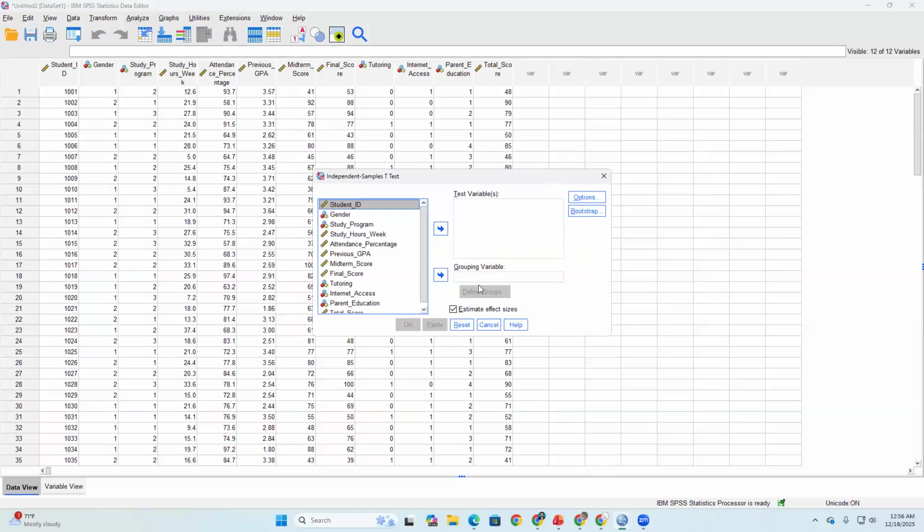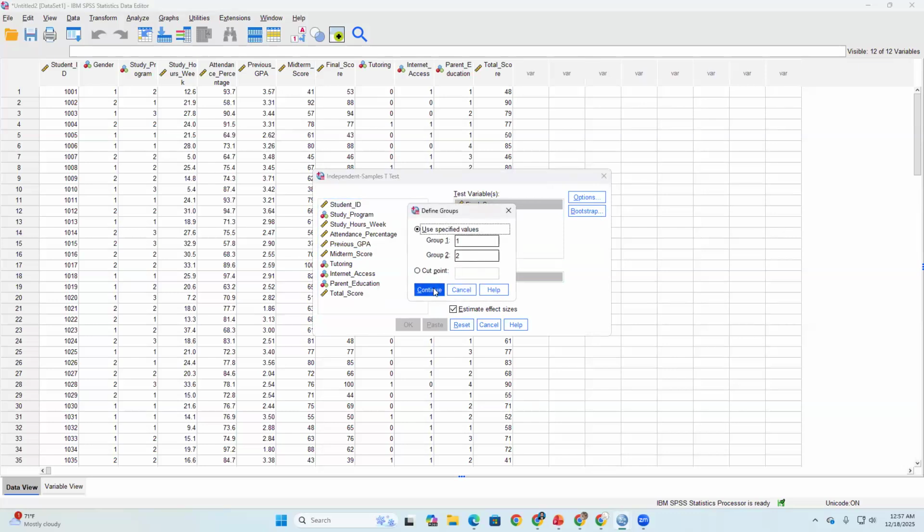Now here I am going to see what is the difference between the genders. What is the difference between male and female scores that they obtained in their final exam? So our test variable, we are considering it the final score. Then we are comparing based on gender. That is our grouping variable. You need to define this group as 1 and 2.